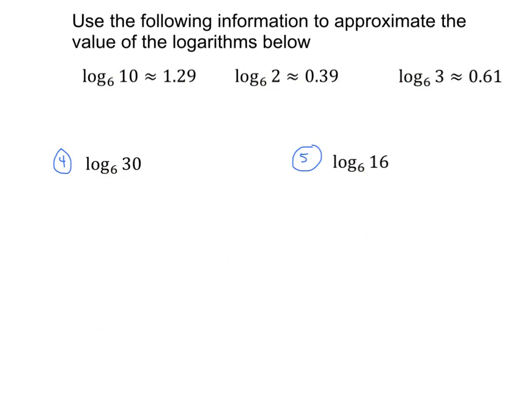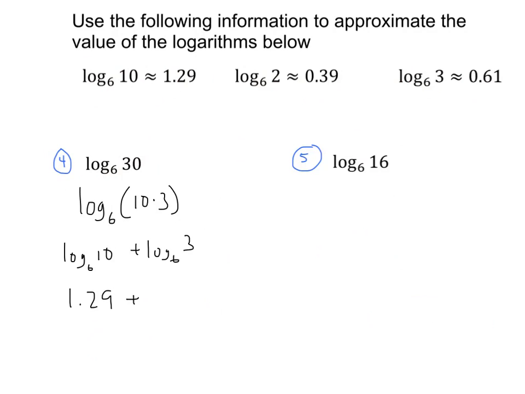Alright, let's check and see how you did. What I see here is 30 is related to 10 and 3. So I could rewrite this as log base 6 of the quantity 10 times 3. Then using my logarithm property, I could rewrite this as log base 6 of 10 plus log base 6 of 3. Log base 6 of 10 is approximately 1.29, and log base 6 of 3 is approximately 0.61. If you add that all together, that's going to be 1.90.